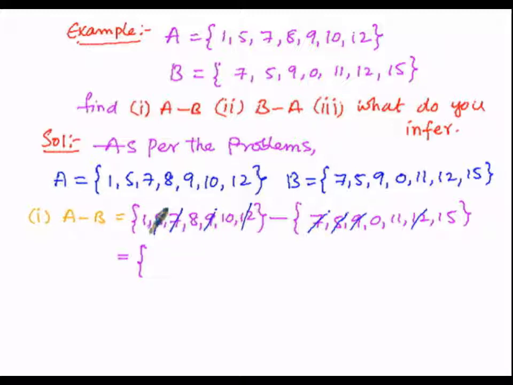1 is the element left over in the first set, and at the same time 8 and 10. The elements 0, 11 and 15 should not be included because these elements are removed. Therefore, 1, 8 and 10 are the elements of the new set formed, that is A minus B.